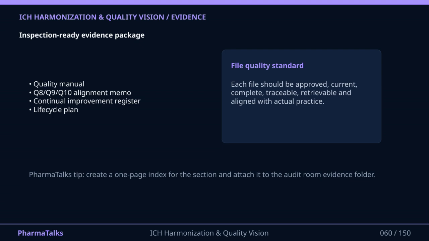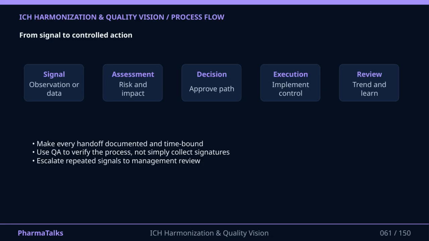Here we focus on the ICH harmonization and quality vision process flow, which guides us from identifying a signal all the way to controlled action. It starts with the signal itself, which can be any observation or data point that indicates something noteworthy. Next, we move into assessment, where we carefully evaluate the risk and potential impact associated with that signal. This assessment leads to a critical decision stage, where an approved path is selected based on findings. Then comes execution, where we implement the necessary controls to address the issue. Finally, we conduct a review, looking at trends over time to learn and continuously improve.